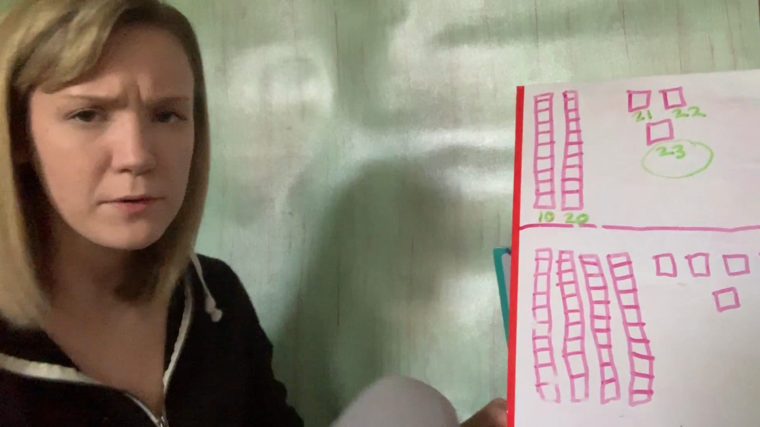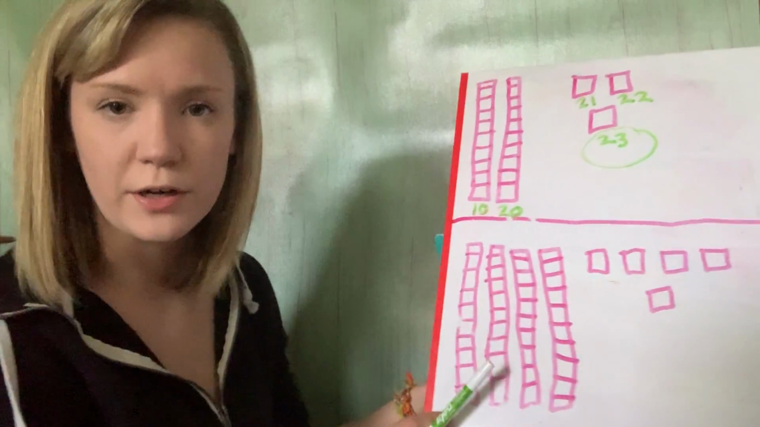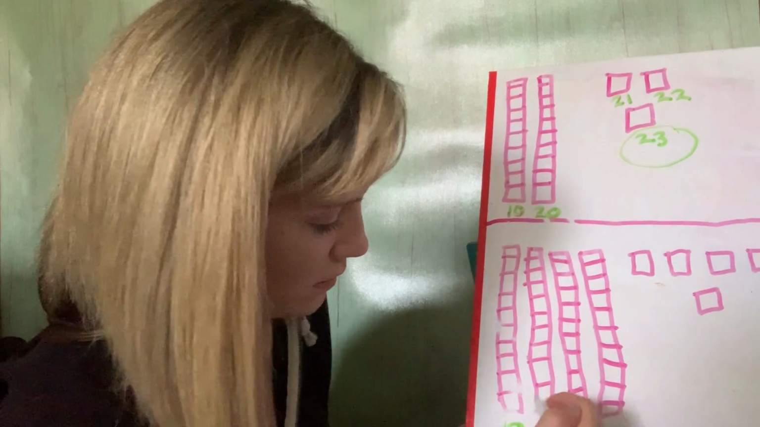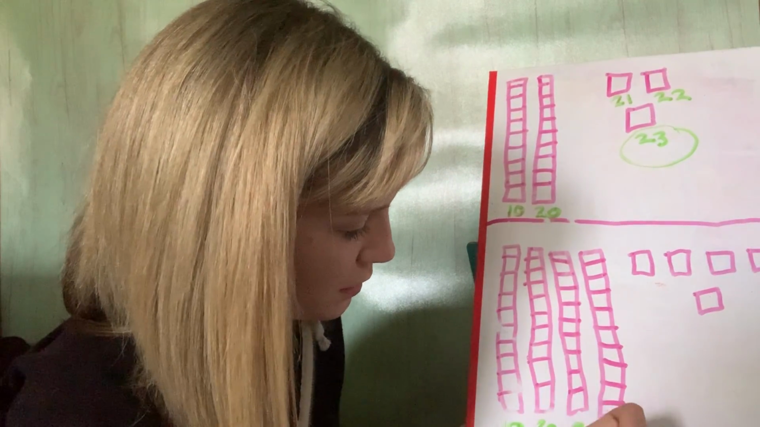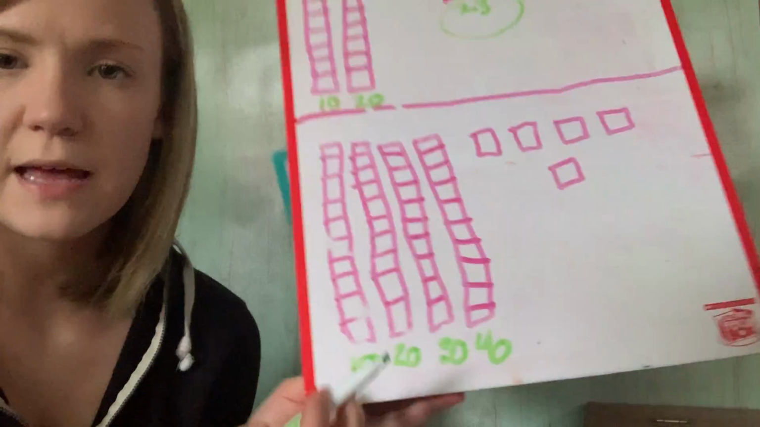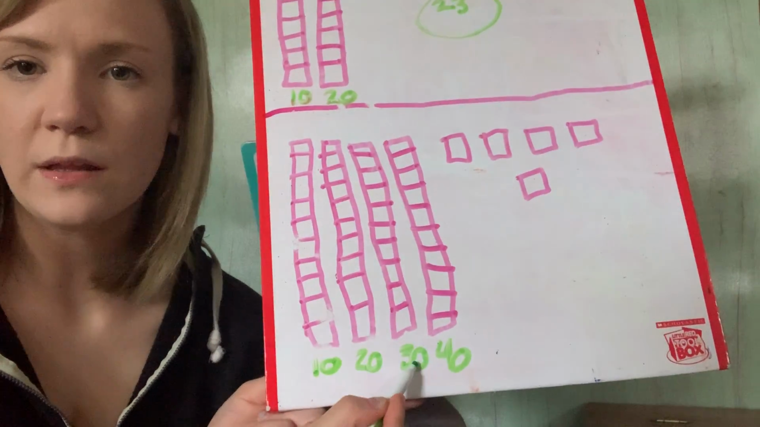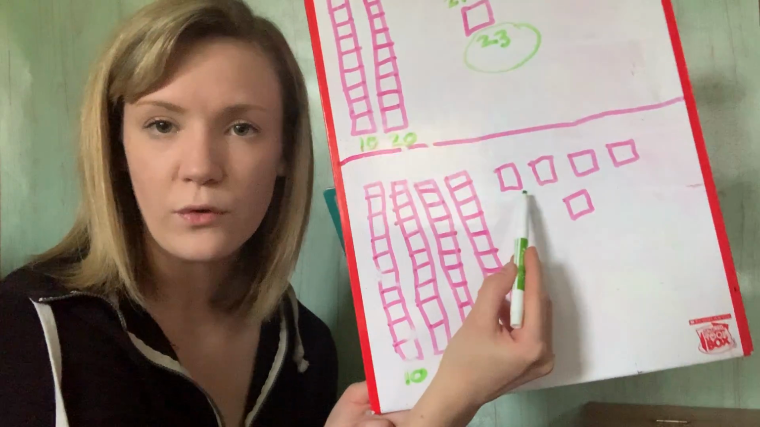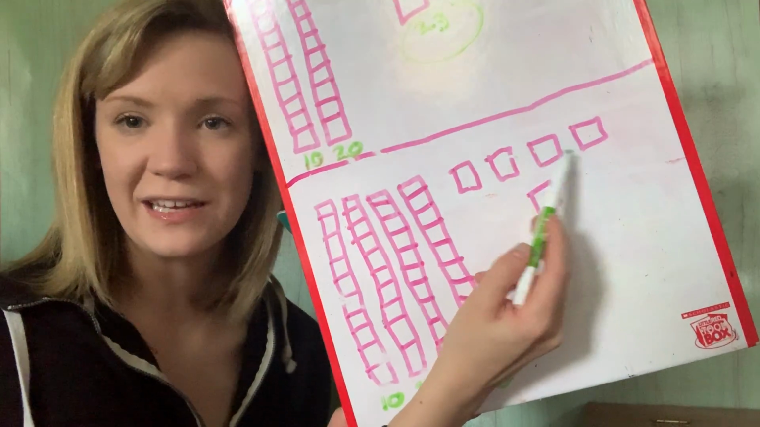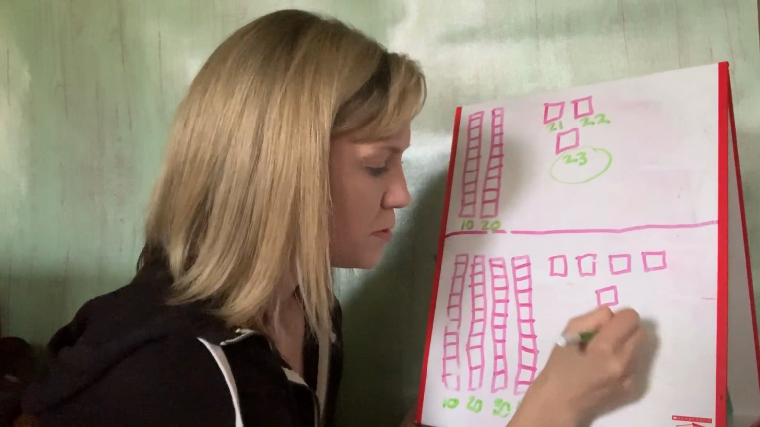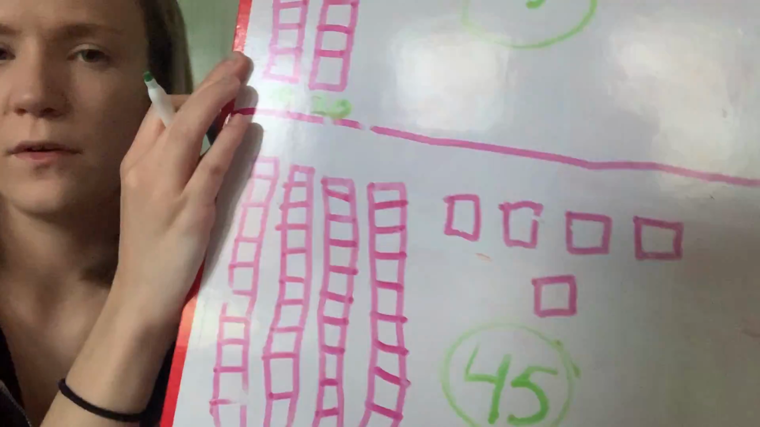So let's go ahead and try one more down here, and then we'll go over your worksheet, okay? So we always start with 10, right? 10, 20, 30, 40, okay? Now we're going to switch back over to ones and count our cubes. 41, 42, 43, 44, 45. So these 10 rods and cubes are representing the number 45.